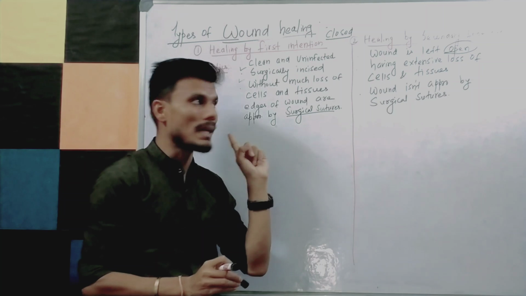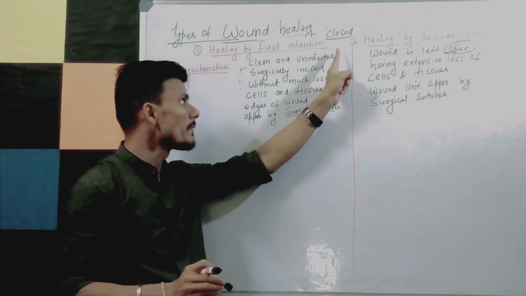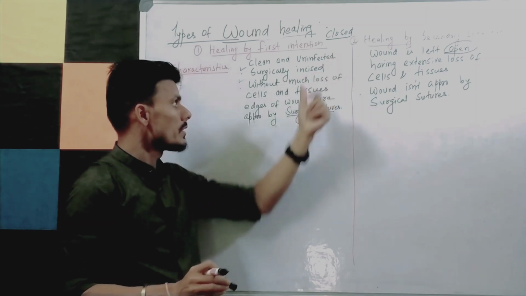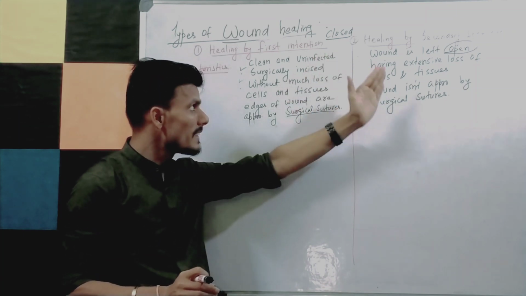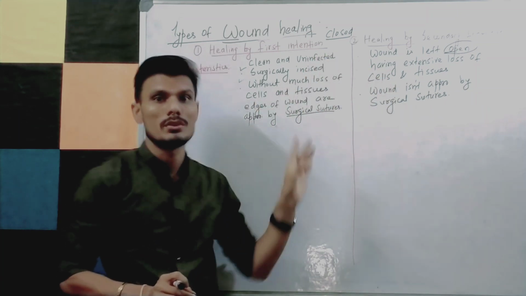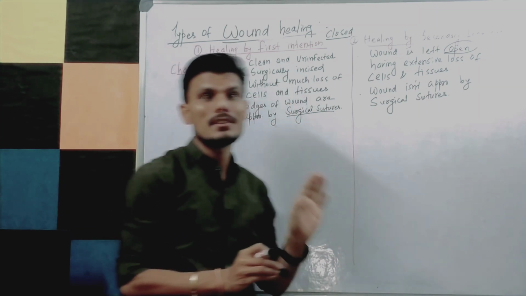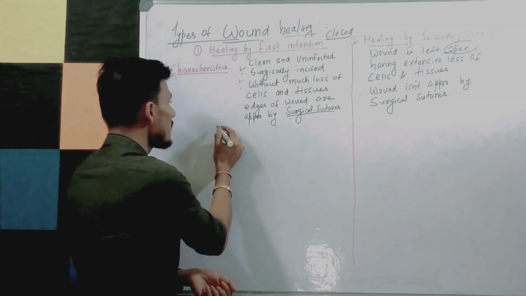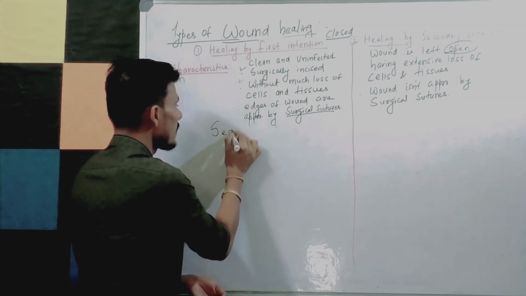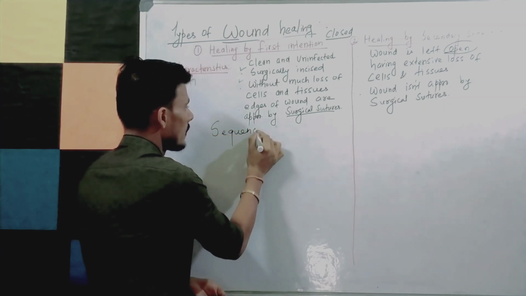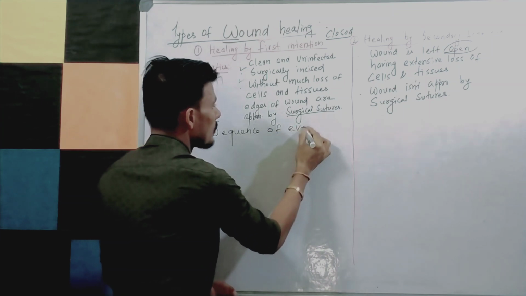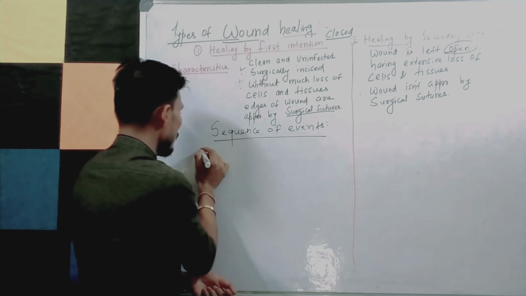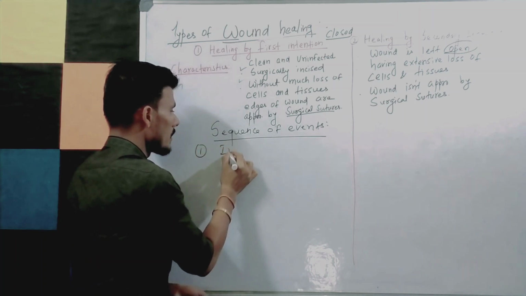Remember that in primary wound healing, the wound is closed by surgical sutures, whereas in secondary wound healing, we are not using surgical suture. That is the main common difference between these two. Now we'll see the sequence of events which take place in primary wound healing as well as secondary wound healing. The first one is initial hemorrhage.